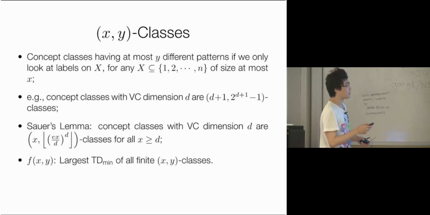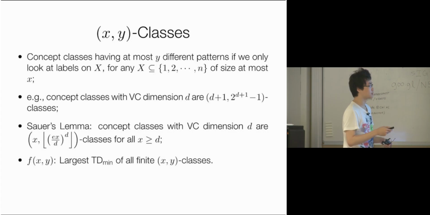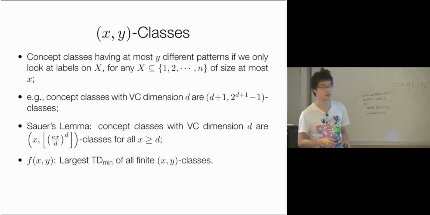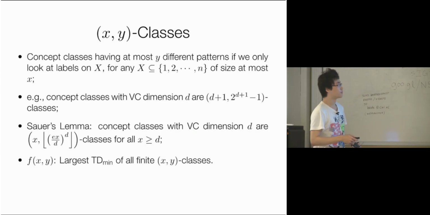More generally, we have Sauer's lemma, which states that VC dimension d means that the class is an (x, (ex/d)^d) class for all x greater than d. Based on these notations, we define f(x,y) as the largest TDmin of all finite (x,y) classes. This f function is used in our proof.